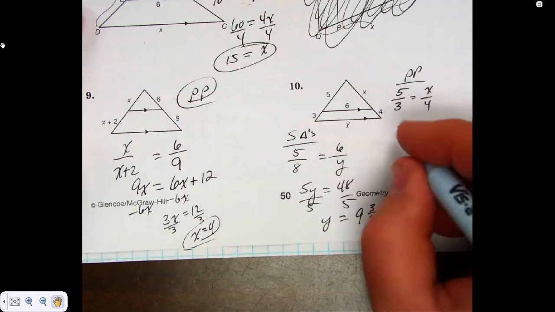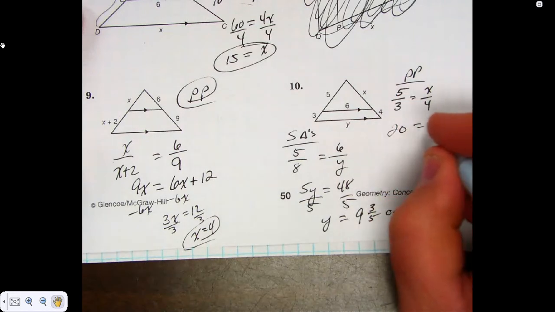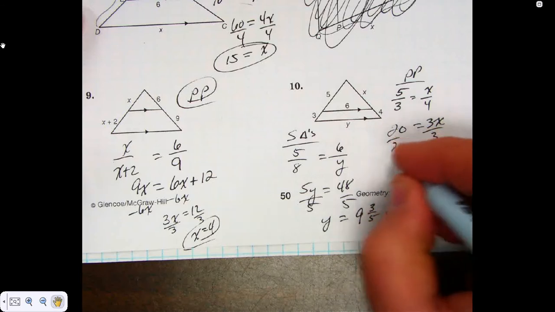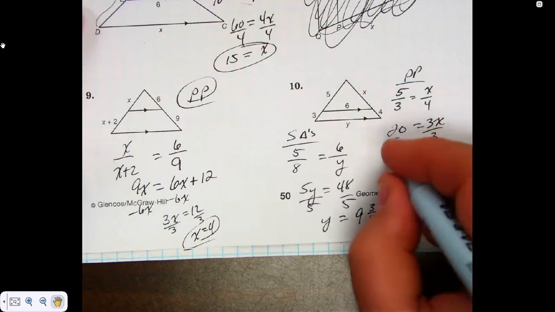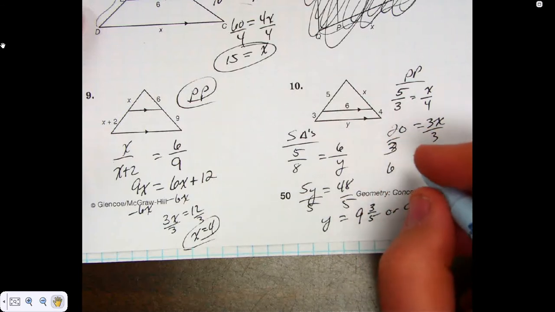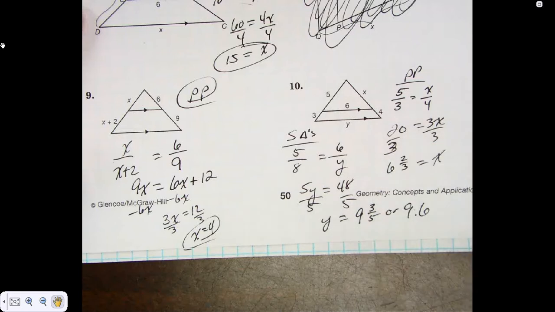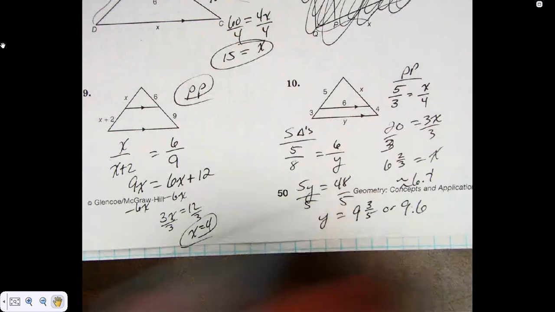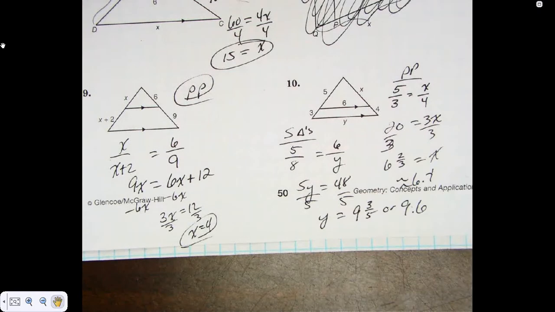Over here, I cross multiply, I get 20 is equal to 3x. Divide both sides by 3. X is equal to 6 and 2/3? Or 6.7. Approximately 6.7. Think you guys can do that?